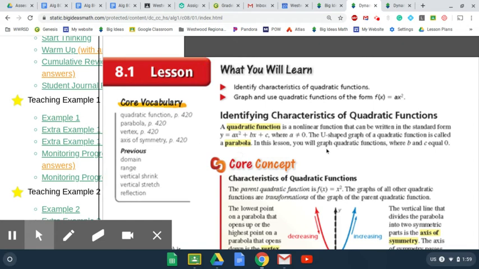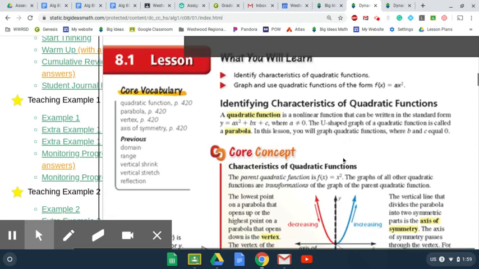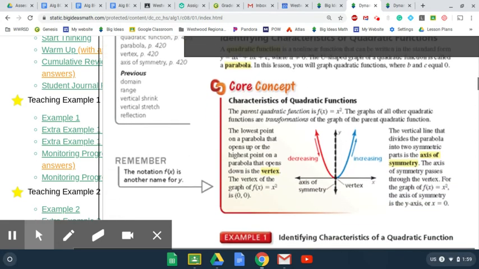In this lesson, we are going to graph quadratic functions. So first, let's talk about some key characteristics of quadratic functions. The parent quadratic function is just f of x equals x squared. Remember, f of x is just the same thing as y, so this is the same as the equation y equals x squared. So in order for a function to be quadratic, it has to have x squared as its highest degree term. This is called the parent function because there are no other numbers with the x squared. It's just x squared by itself.